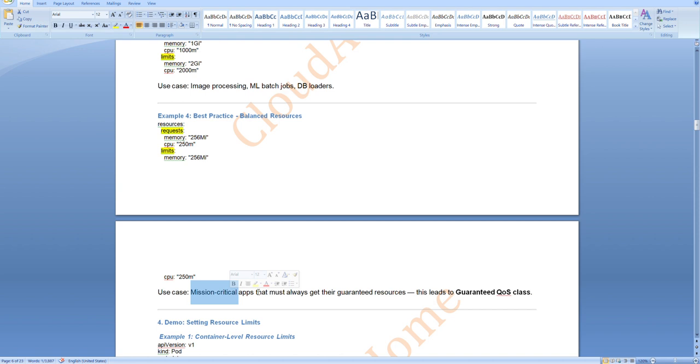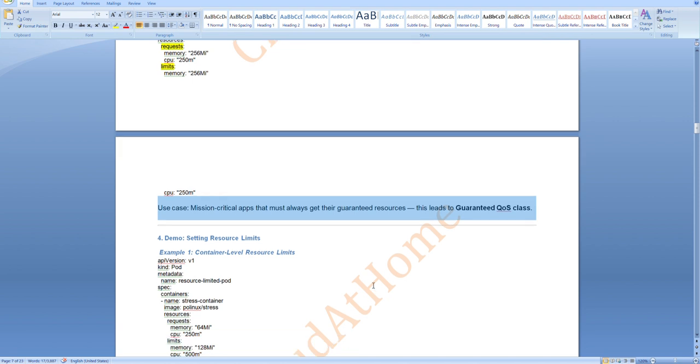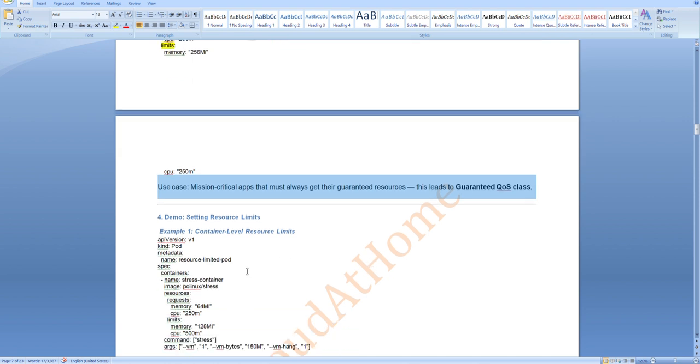It is for mission critical apps that must always get their guaranteed resources. So this is quality of service. I'm going to demo all those things in the next chapter as well: what is quality of service and how we use it.